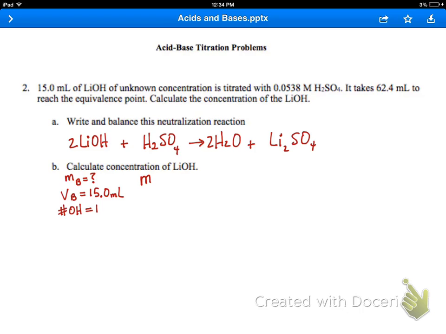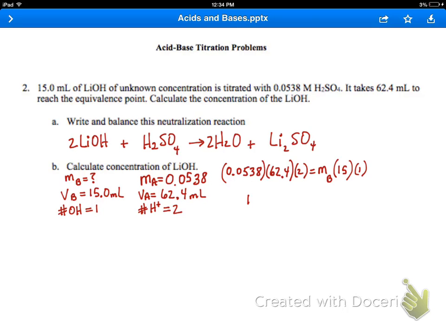So again, make a list. Molarity of the base is our unknown. We have its volume. We have 1 hydroxide in the formula. Molarity of the acid is given. We have its volume. And because it's sulfuric acid, H2SO4, it's going to have 2 protons. So this is going to be a 2. And use the same equation and set up and solve for the unknown molarity of the base. And it is 0.448 molar.